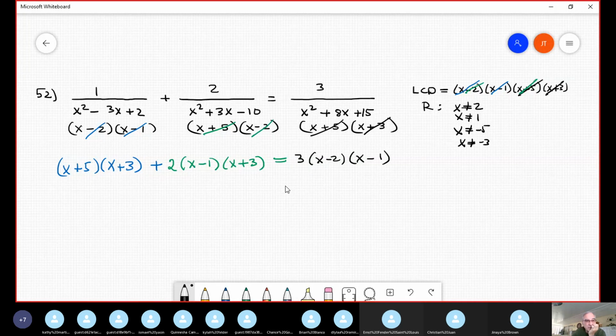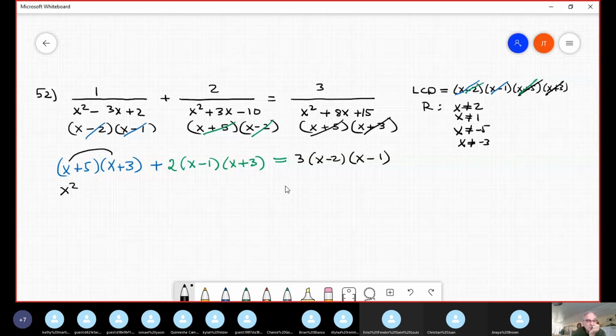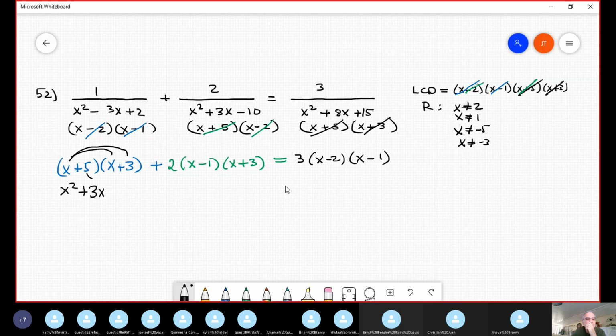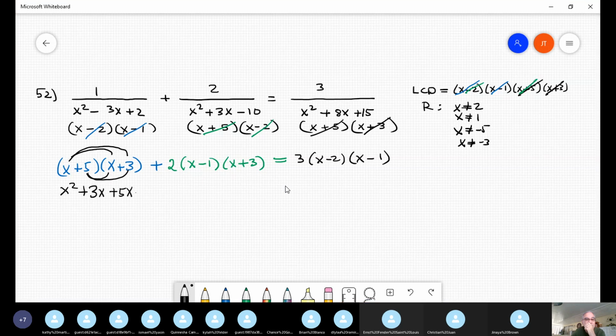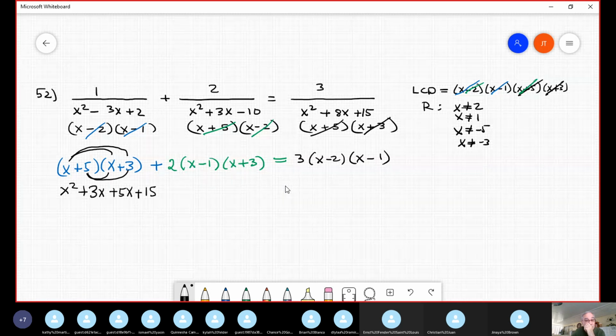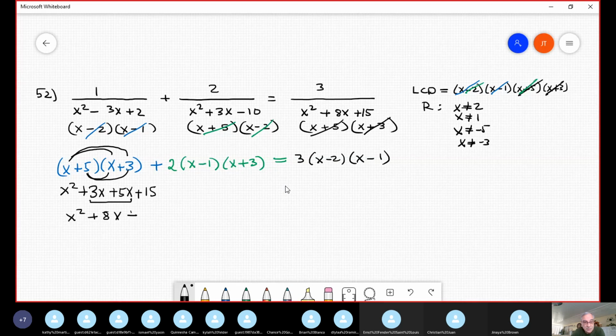Foil. Multiply. Foil is x squared plus 3x plus 5x plus 15. At this moment, there are many ways of organizing the mathematics. I prefer to keep going in this expression, not skip to another expression. I condense this and this: x squared plus 8x plus 15. Plus. Okay.